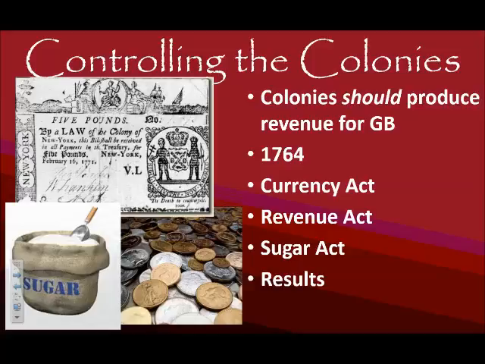The result of all of this is that the colonists are a bit upset and smuggling becomes much more prevalent, trying to avoid having to pay these charges by sneaking products into the country. And because of this, Great Britain makes it a capital crime, so a much more serious crime with much more severe punishments, to be a smuggler.